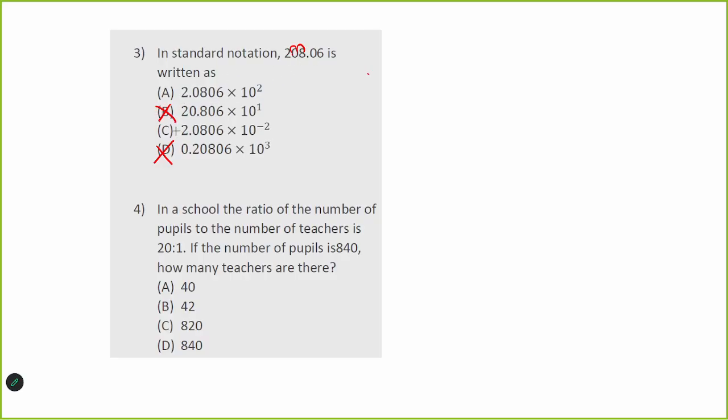So if it's saying -2, that would be out. So A would be your answer. Or you could say it would be 2.0806 multiplied by 10 to the power of, the power is how many places you shifted, 2, but because you shifted to the left hand side, it's positive 2.